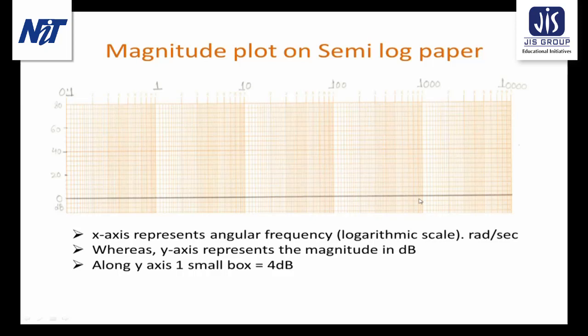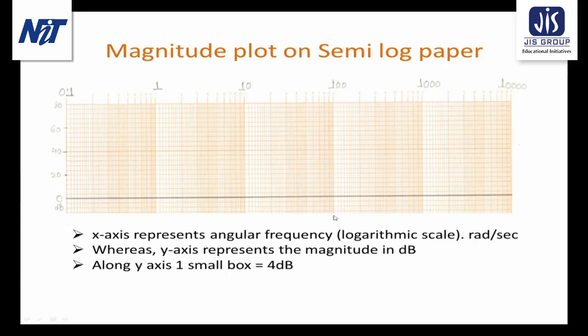And this is the reference line, the 0 dB line, and the y-axis represents the magnitude in dB, and the x-axis is the logarithmic scale, and the unit is radian per second, that means log of omega. And here I have considered that each small box is 4 dB. So if it is 4 dB, then after 5 small boxes it is plus 20, then after 5 more boxes it is plus 40, after 5 boxes it is 60 and 80, and so on. In the lower part you can easily draw the minus 20, minus 40, minus 60, minus 80 dB.